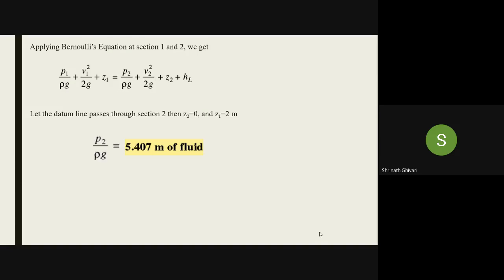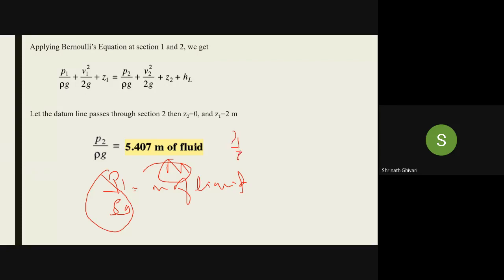So here, what he is trying to say is he has given the value of P1 by rho g in terms of meter of liquid. I have told you while deriving this equation that whatever energy equation we are getting, it is in terms of meter, like P1 by rho g plus V1 square by 2g plus Z. All are in terms of meter. The unit is meter. Therefore, it is meter of liquid. This is also one of the units in terms of pressure head. So this is the answer.